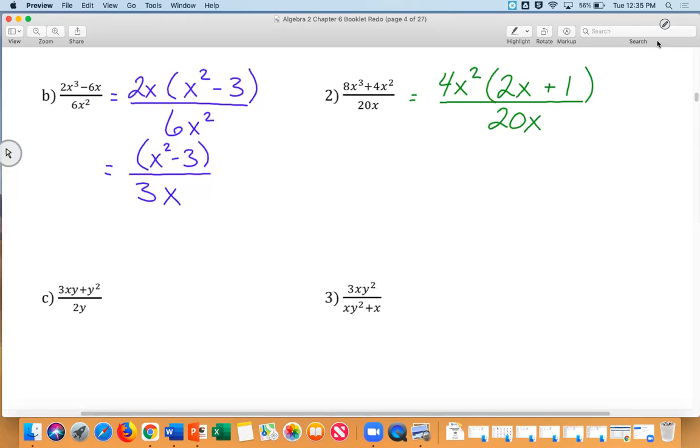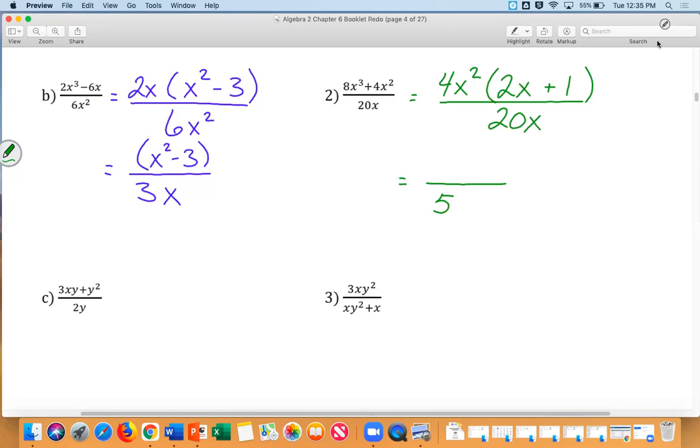Is that the end of the question? No. Now I can reduce. I can simplify. Nikki Grantland, do you see how I have 4 over 20? 4 over 20 reduces to 1/5, right? So all I'm going to do here is add my fraction bar. On bottom, I have a 5 because that's part of the 1/5, right? X squared over x reduces to x. Agreed?